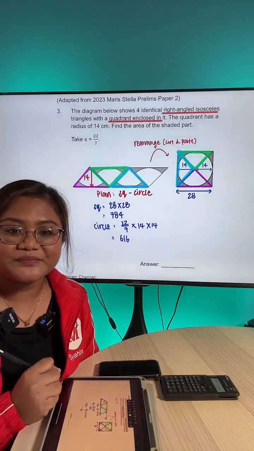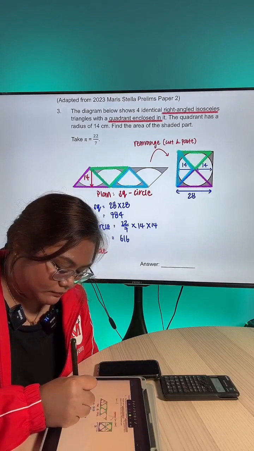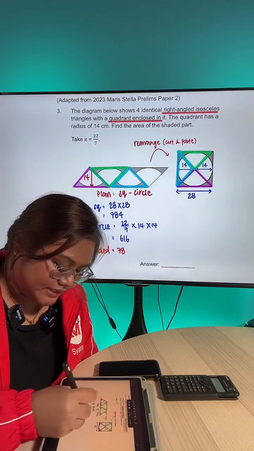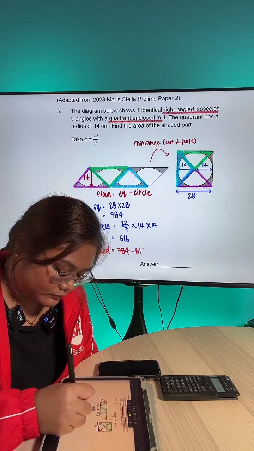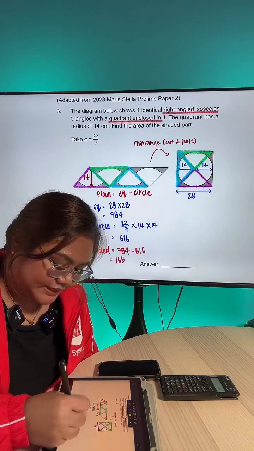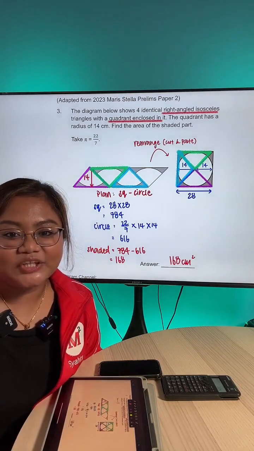Okay? So shaded would then be 784 minus 616 to give us final answer 168 cm square. Any questions?